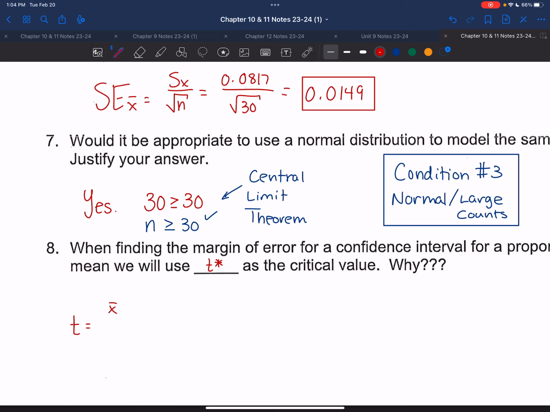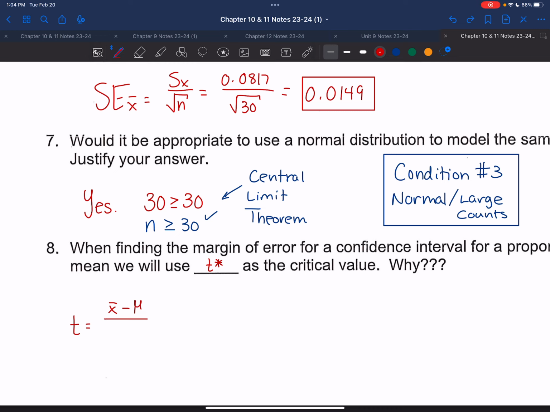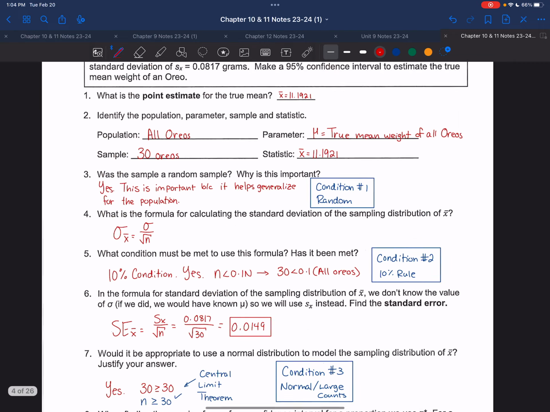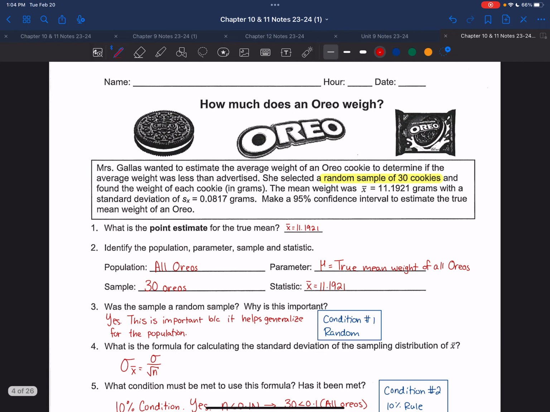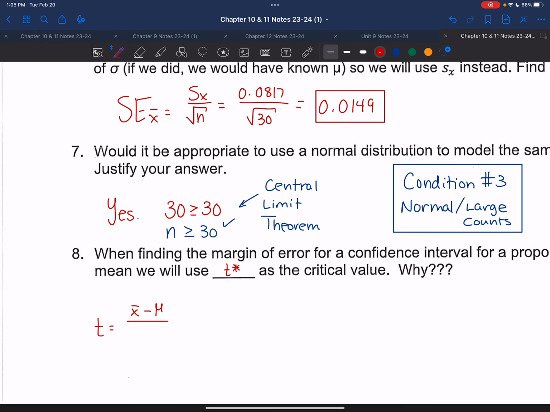This is represented as x bar minus mu, whatever your supposed mu is. In this case, they tell us that Oreos should weigh... where is it? Actually, it's down below. It's a little bit later. Now, x bar minus mu divided by our standard error, so S sub x over root n.